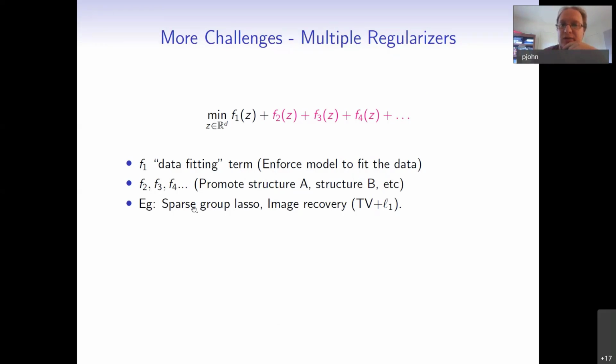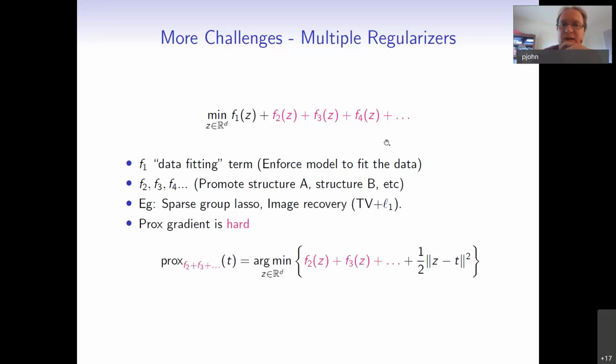For example, in sparse group lasso, which comes up in image recovery, this can come up. How do we deal with this? Now, for the proximal gradient method, this becomes a problem because this proximal operator now has to be computed with a sum of functions inside this subproblem.